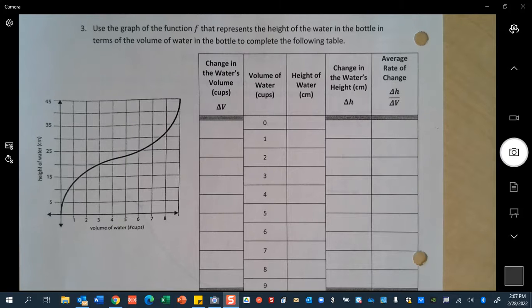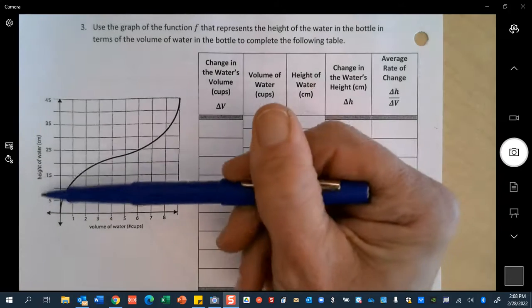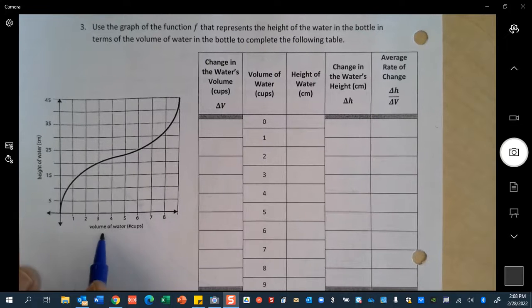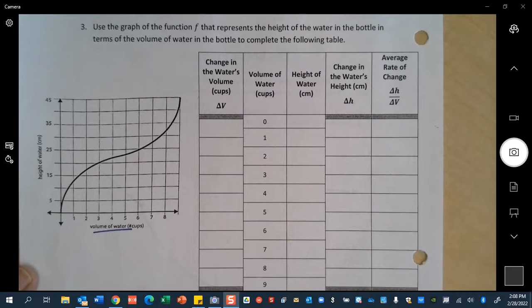All right, so come on over and look at the back. Use the graph of the function f that represents the height of the water in the bottle in terms of the volume of water in the bottle to complete the following table. Now, this is not the bottle on the front. There's a new bottle. There are so many bottles of water to talk about. So again, we have our height of the water is what's being measured as our output. We have our volume of water, and that's given to us in terms of cups.